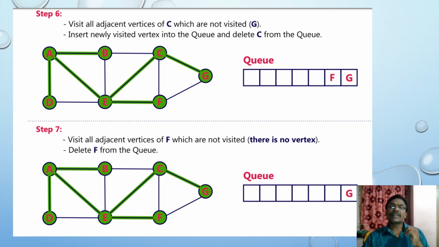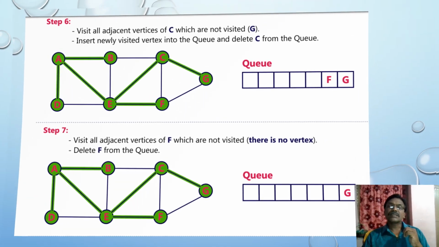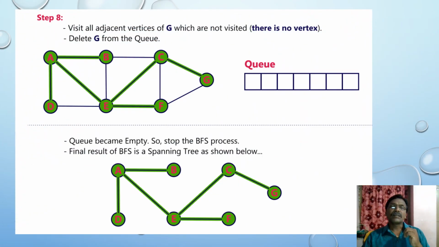Then the present vertex, that is F. Check its adjacent vertices; all are visited, so there are no new vertices. Next move to G. In G, there are no new vertices, so remove G. The final result is the BFS spanning tree. Thank you.